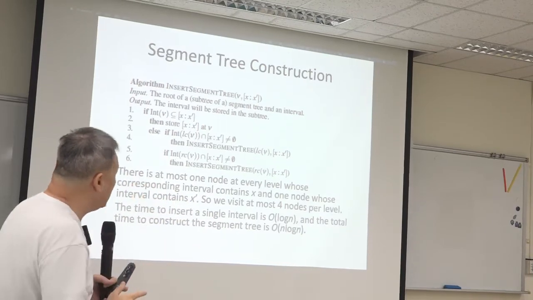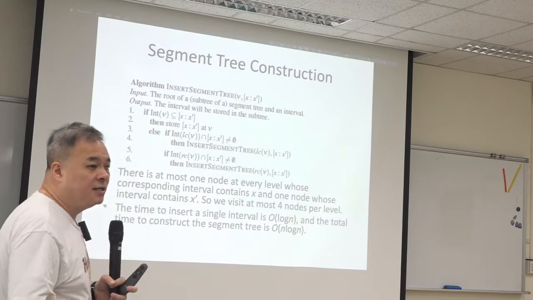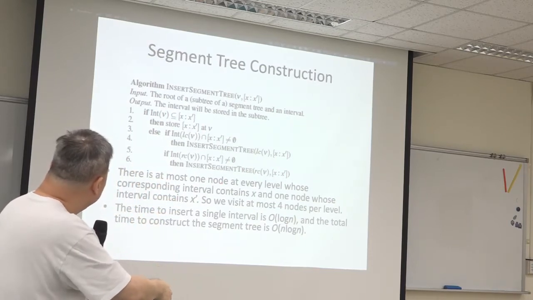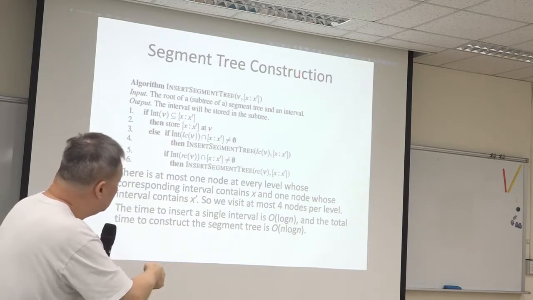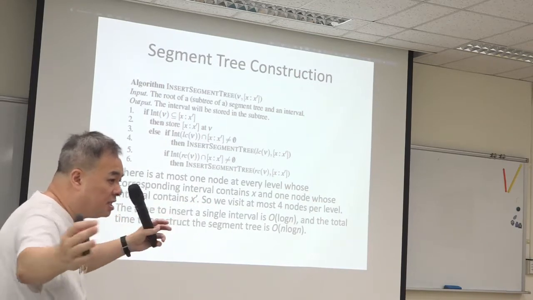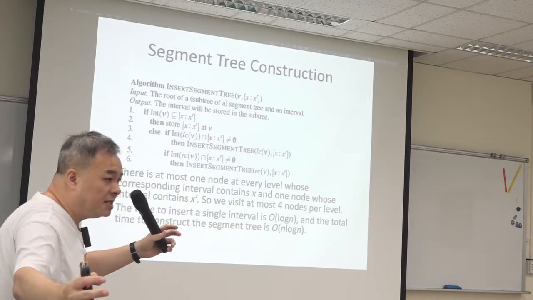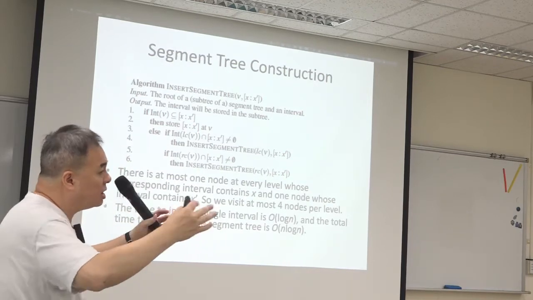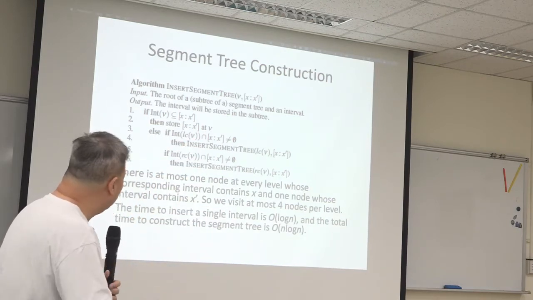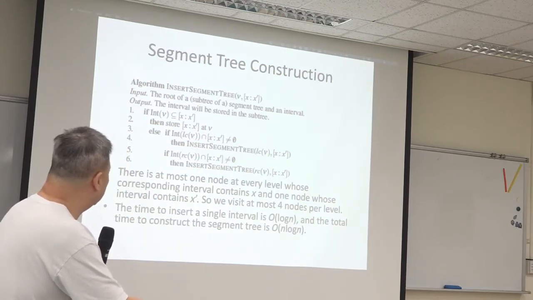Because we have n intervals, it's going to be n times log n. So the insertion of all these intervals takes n log n. And remember previously, the sorting takes n log n, and the construction of the binary tree takes linear time. So the whole thing will take n log n.